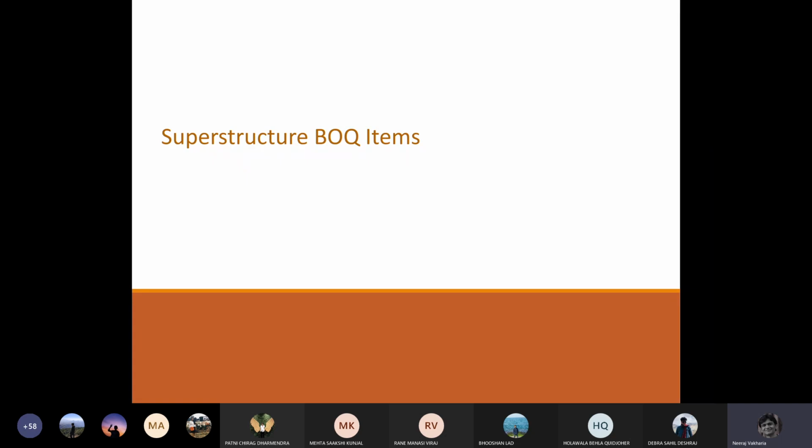So first we'll discuss these items, then we'll go through your individual projects. If anyone wants to ask any doubts regarding BOQ or the structure, anything. If not, then yeah, we'll cover this one. Okay. So first we have to see what major items are considered when we are thinking about the superstructure.